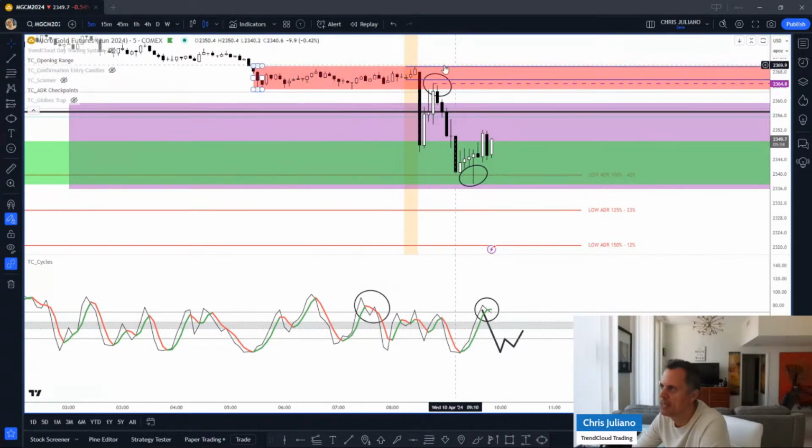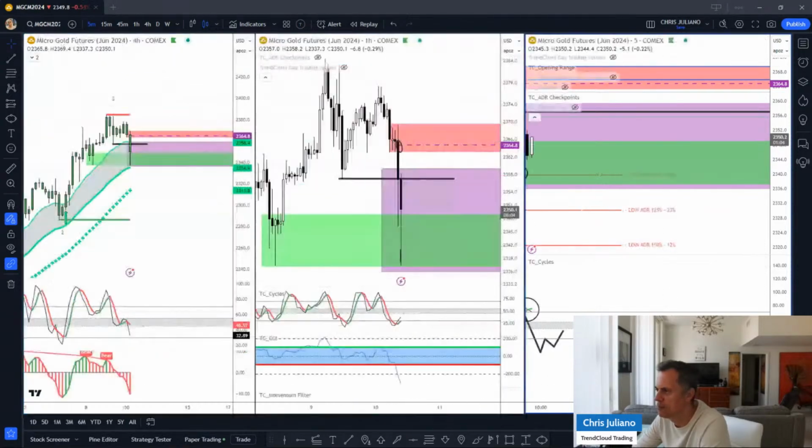It also took place in the same area as the opening range. And what else, guys? What was the big factor why this supply zone worked out? Oh, momentum is down, right? Momentum down.